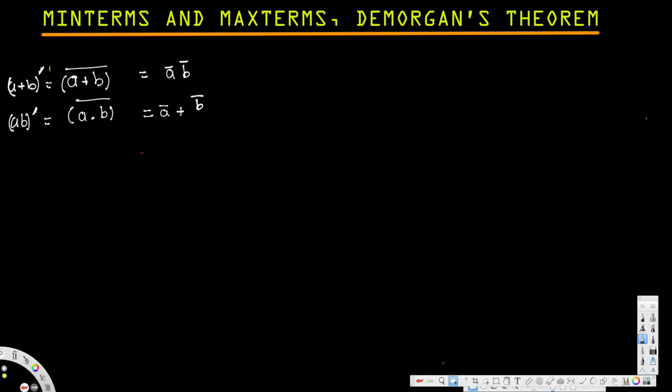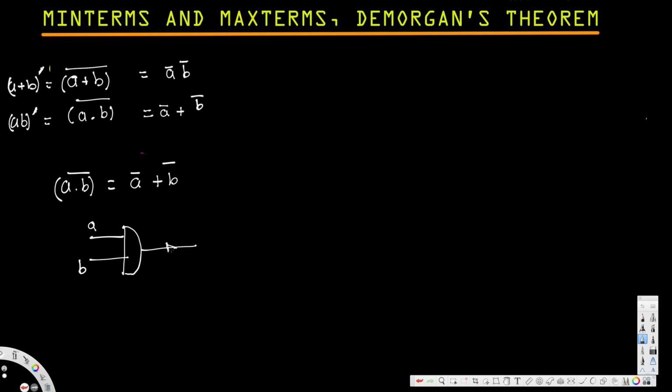Okay, so the second equation says that A dot B whole bar is equal to A bar plus B bar. Now let's see what that is. A dot B whole bar means what? A dot B means this is an AND gate, right? AND gate, and at the end we have complemented. So we have two inputs A and B, and at the end we have complemented these two.